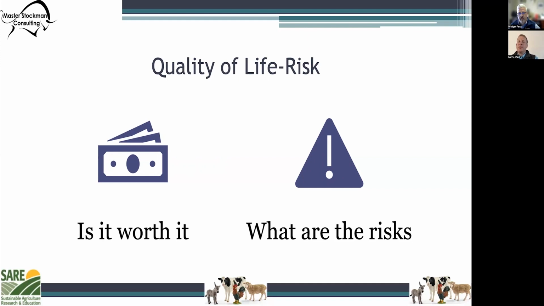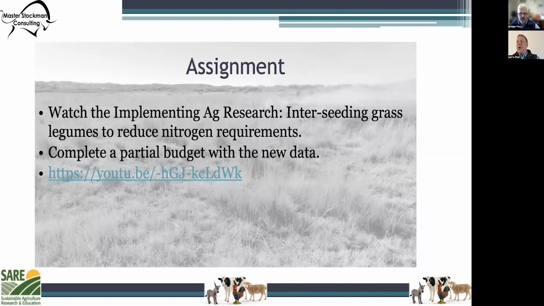So after going through this presentation with us, we have your homework assignment for you, which is here on this slide. The link there is to a YouTube video where you can learn about a project where a partial budget was used for interseeding grass and legumes to reduce nitrogen requirements. We hope you'll have fun with this assignment.